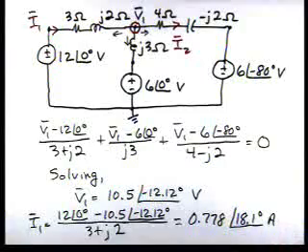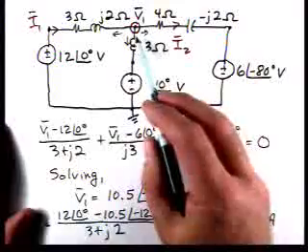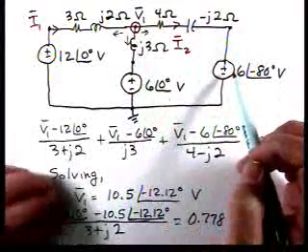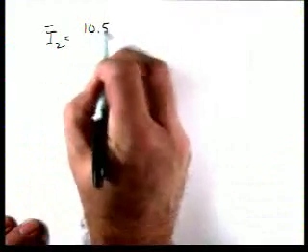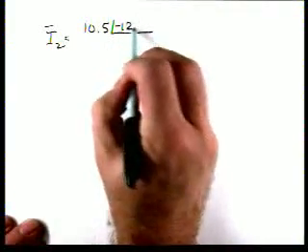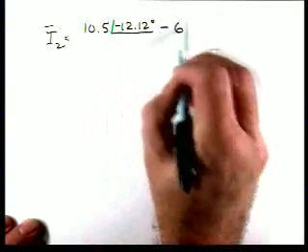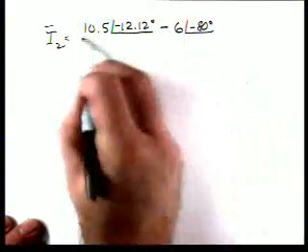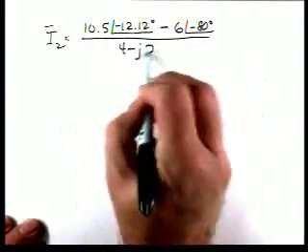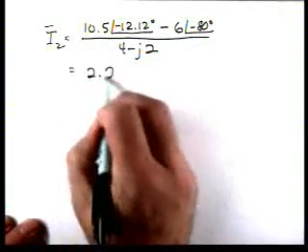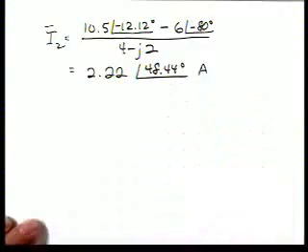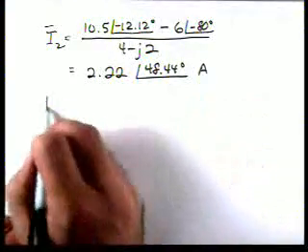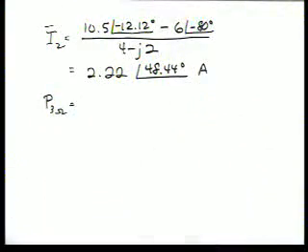And then we can do the same thing for I2. I2 will be (V1 minus 6 at an angle of minus 80) over (4 minus j2). So then I2 is (10.5 at an angle of minus 12.12 degrees minus 6 at an angle of minus 80) over (4 minus j2), and that's 2.22 at an angle of 48.44. Okay. So now we have the currents for the 2 resistors.